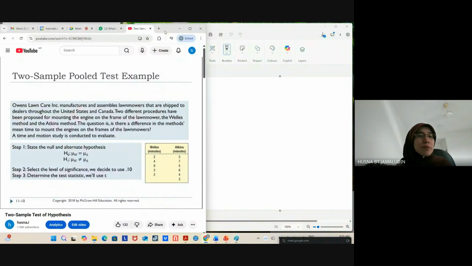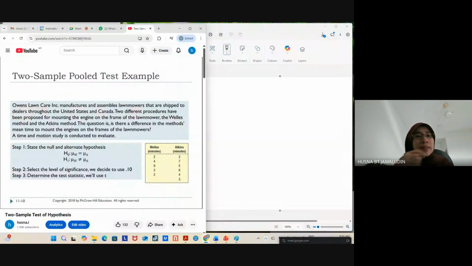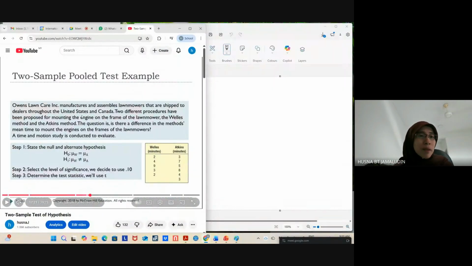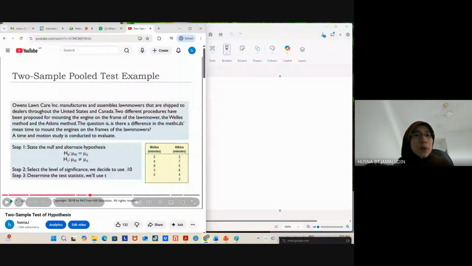What is the question? This engine manufacturer, blah blah blah. Two different procedures have been proposed for mounting the engine. So they already mention there are two things here. This should tell you this is a two-sample test. What are the procedures? The Wallace method and the Atkins method.